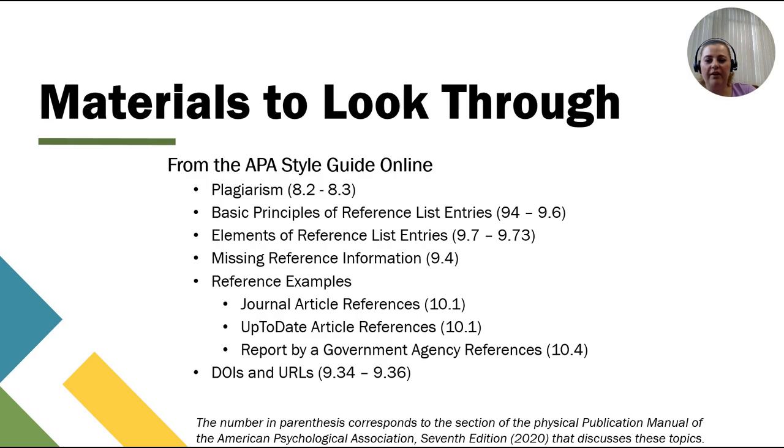From the APA Style Guide, again, we have our plagiarism section, our basic principles of reference list entries, as well as the elements of reference list entries, our missing reference information, reference examples, which include our journal articles, up-to-date articles, and reports by government agencies, and then our DOI and URL information. Again, the numbers in the parentheses correspond with the section of the physical manual. So if you're using the physical manual, you can reference those sections, or you can follow the links provided online.